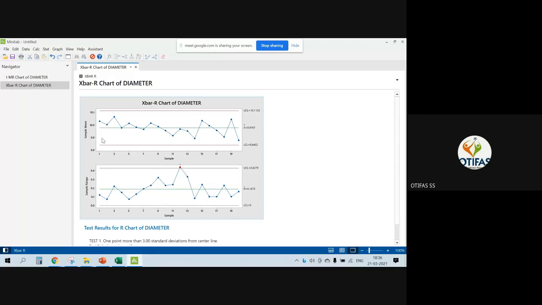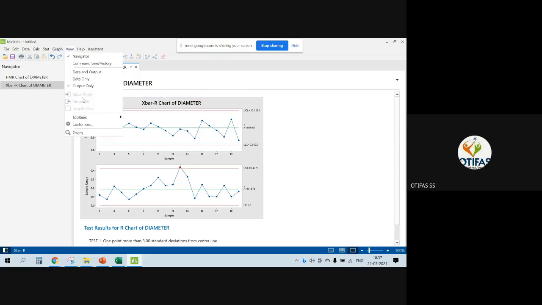Now, is this in control? X bar? Yes, sir, X bar is in control. There is no assignable cause. All variations are due to natural variation. Now tell me, is this process in control or not? No, sir. Why? Because the range chart goes out of control. That is, sample number 12 is going out of control. Isn't it? So we'll say this process is not stable. We need to identify why it is not stable.